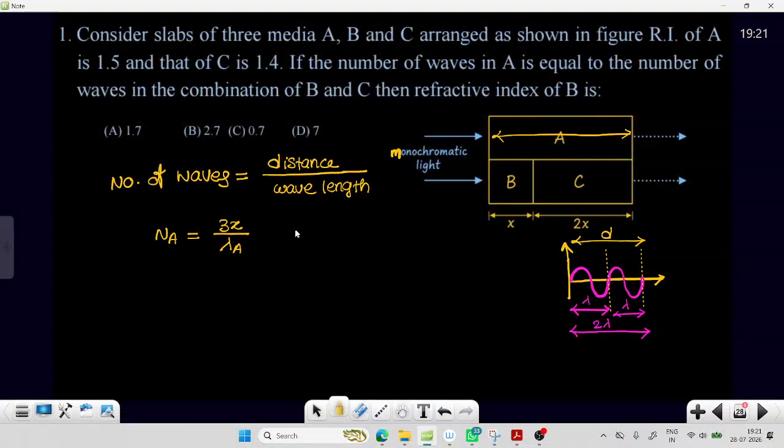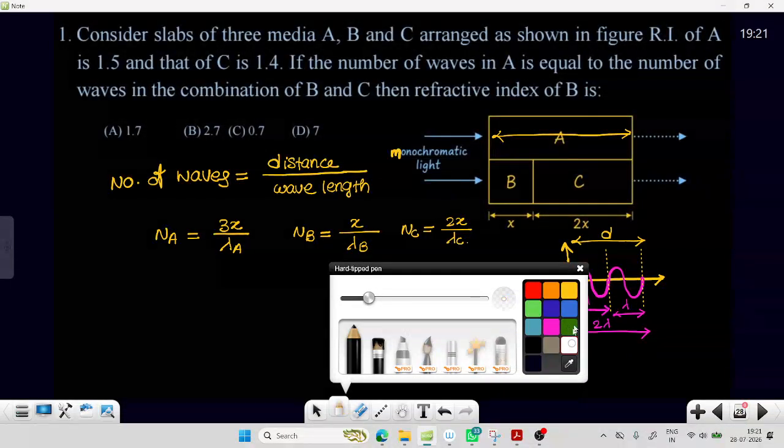Similarly, we can find the number of waves in B. It is x by the wavelength of B, lambda B. Now similarly, the number of waves in C is 2x by lambda C. Now see what they are saying in the problem.